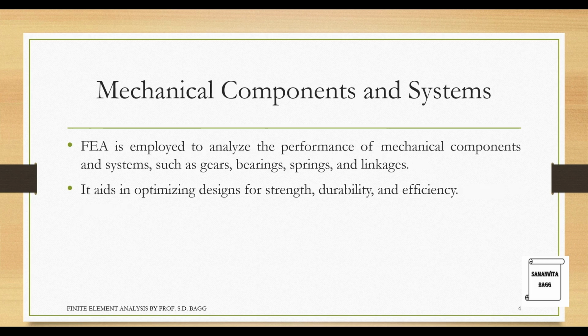Mechanical components and systems. FEA is employed to analyze the performance of mechanical components and systems such as gears, bearings, springs, and linkages. It aids in optimizing designs for strength, durability, and efficiency. When you analyze these systems, you can figure out where the object is going to fail, and accordingly you can give it, say, extra material, or you can give better material such that the object is going to sustain for a longer life.